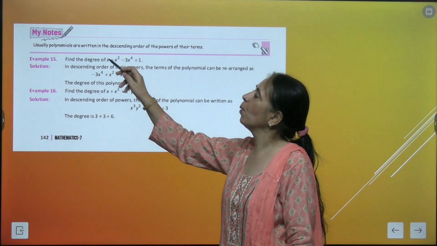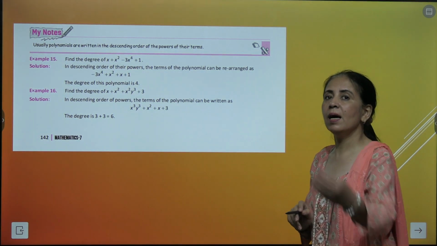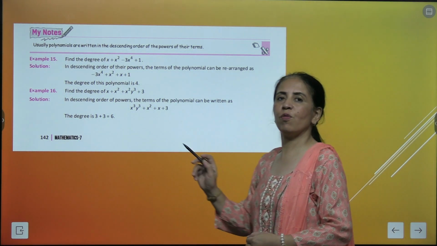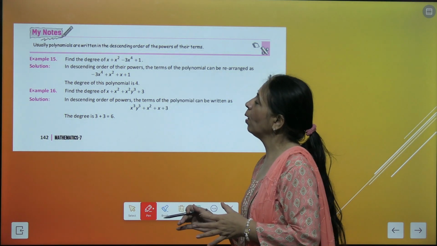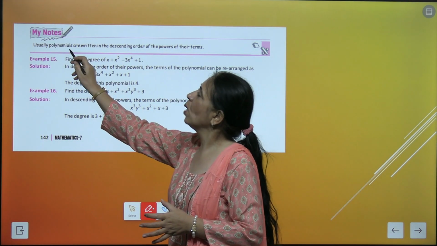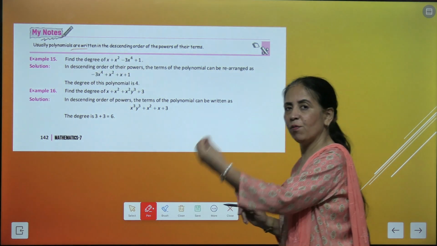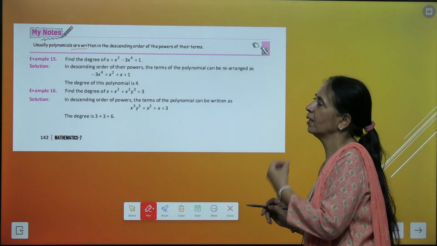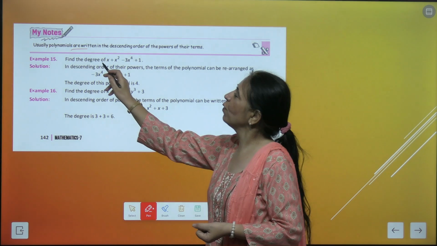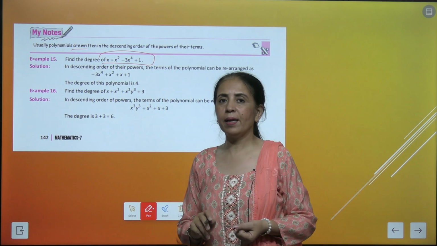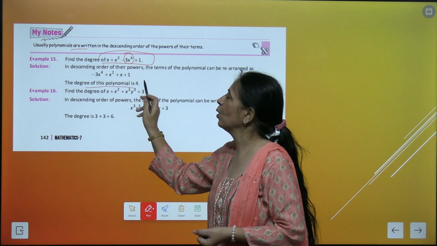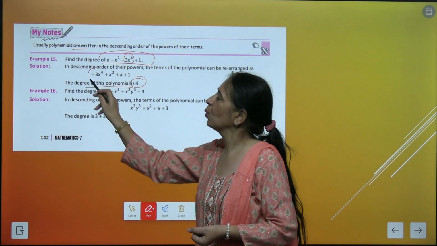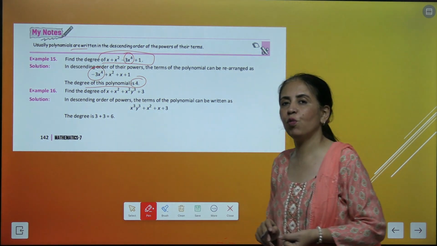Now usually the polynomials are written in the decreasing order of power of their terms. तो हमें कोई भी polynomial दिया है, हम हमेशा ध्यान रखेंगे कि जो highest power होगी वो पहले आएगी, फिर उससे छोटी, फिर उससे छोटी, and then comes constant. So you have to find the degree here. जल्दी से बताएंगे क्या डिग्री है? 4. Very nice. So we say the degree of the polynomial is 4, क्योंकि highest power इसकी 4 है.